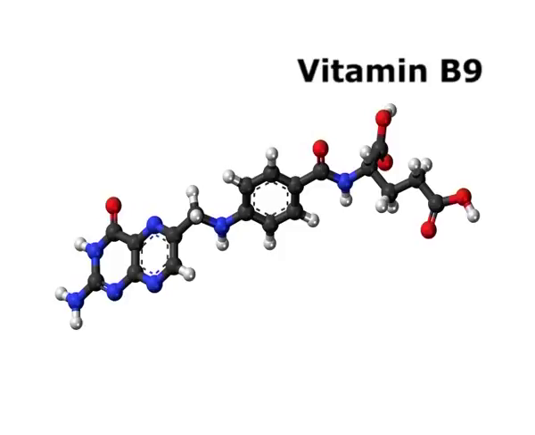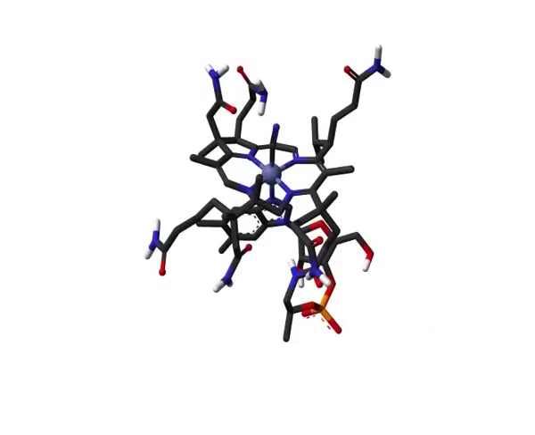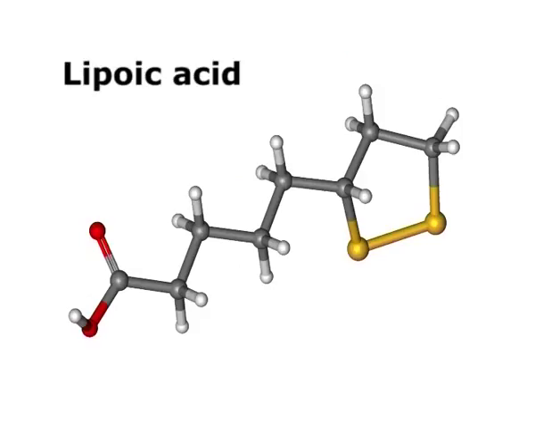Additional water soluble vitamins required in very small amounts by some insects include choline, carnitine, and cobalamin, also known as vitamin B12, and lipoic acid.